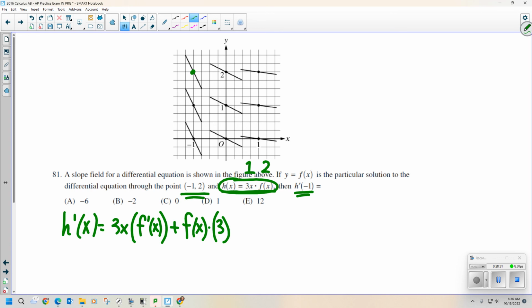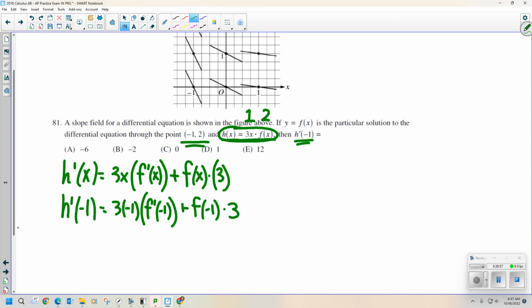Derivative of 3x is 3. They want that at -1, which means I take 3 times -1 times f prime of -1 plus f of -1 times 3. All right? This is actually going to be quite easy. And let's start with this.